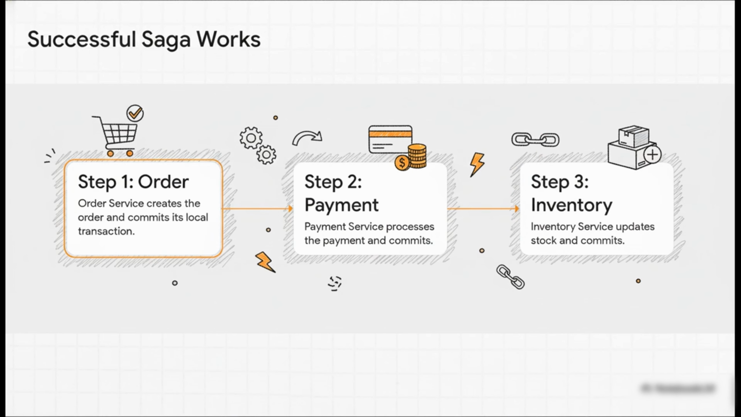So here's how a Saga works when everything goes right. The order service does its thing, commits its work. Done. Then it tells the payment service to go. It does its thing, commits, done. Then inventory. Each step is its own separate local transaction. There is no global lock, there is no waiting around, it's fast and efficient.